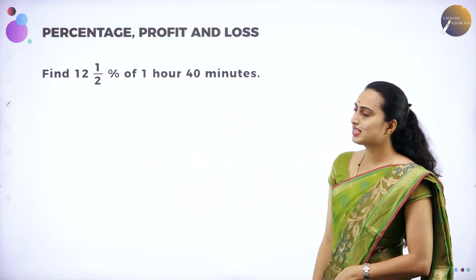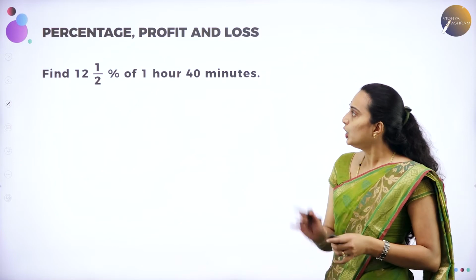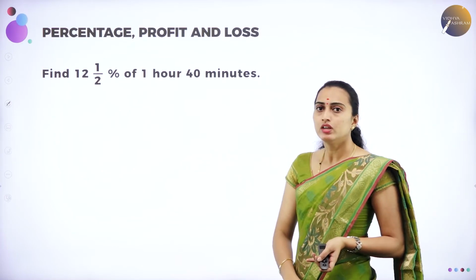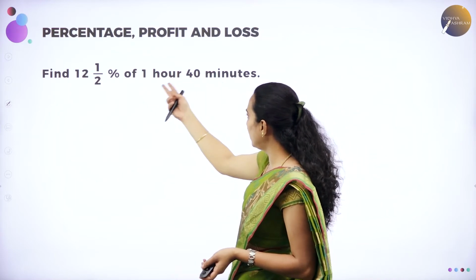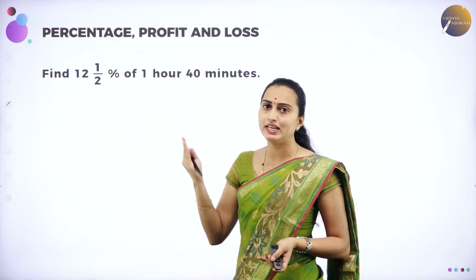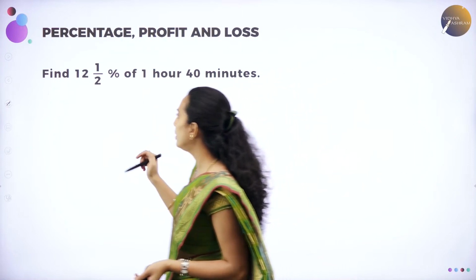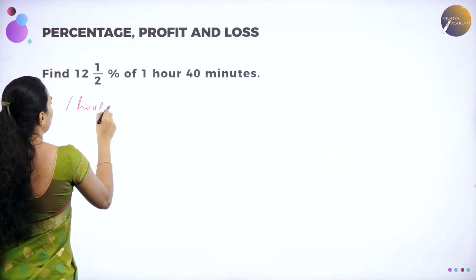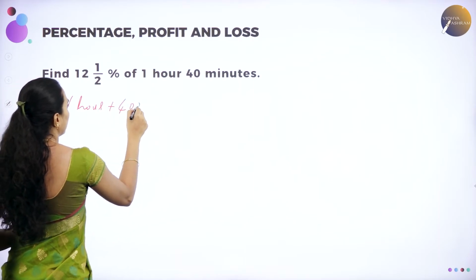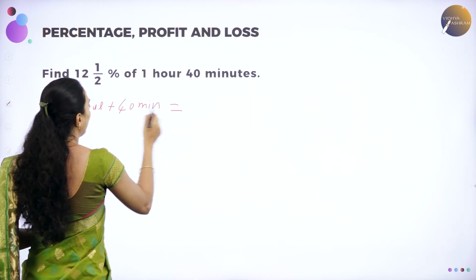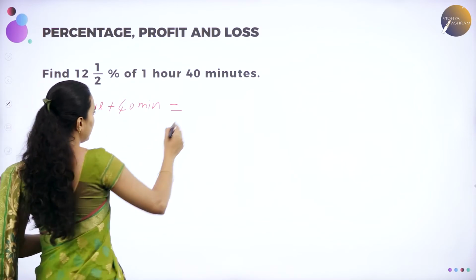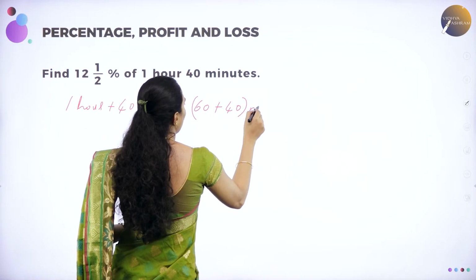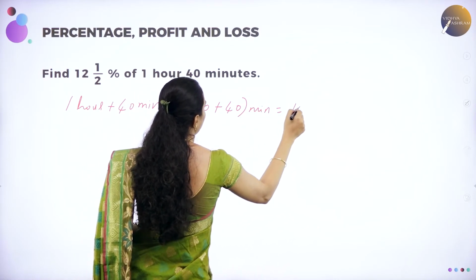We'll move on to the next type of problem. Find 12.5 percent of 1 hour 40 minutes. Now I need to convert this 1 hour 40 minutes to complete minutes. We know that 1 hour plus 40 minutes, correct, can be written as 1 hour is equal to how many minutes? 60 minutes. So 60 minutes plus 40 minutes is equal to 100 minutes, correct.